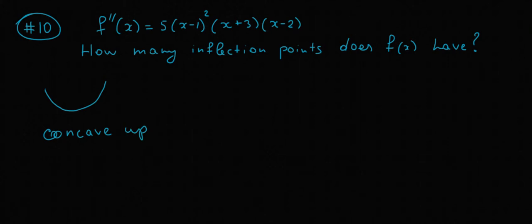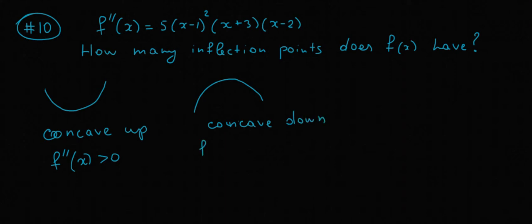and we can recognize that the graph has a shape like that by looking at the second derivative of the function. If the second derivative of the function is positive, then the function is concave up and the graph of the function will have this shape. Now the concave down shape looks like this. And the function is concave down when its second derivative is negative.